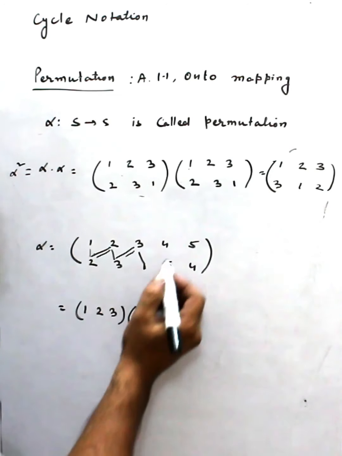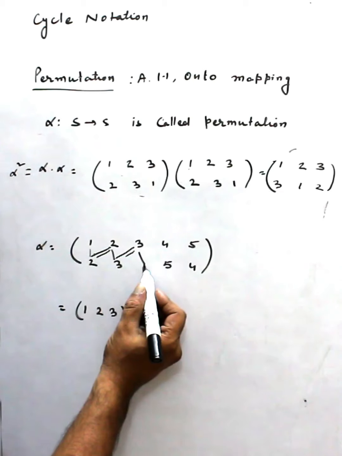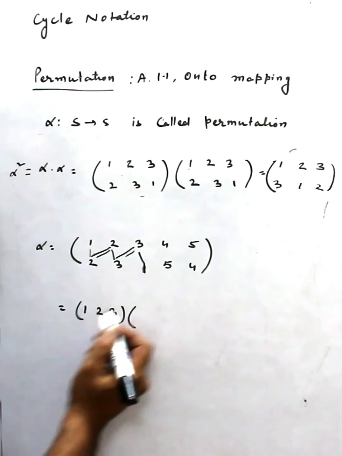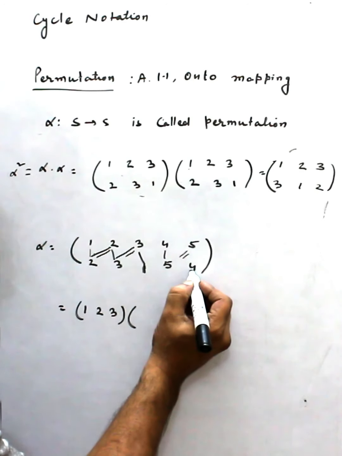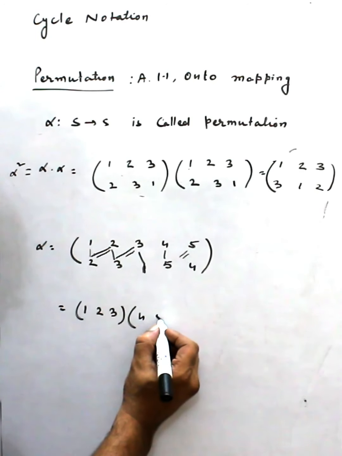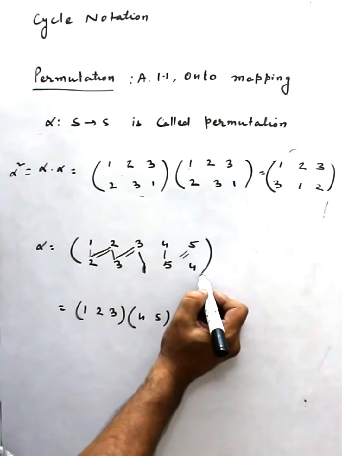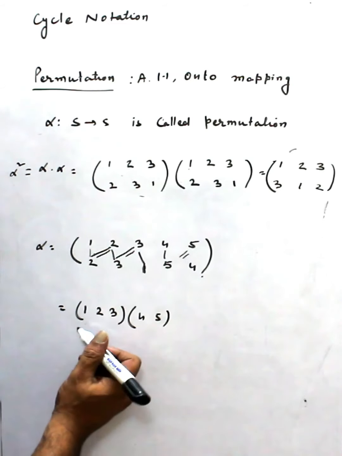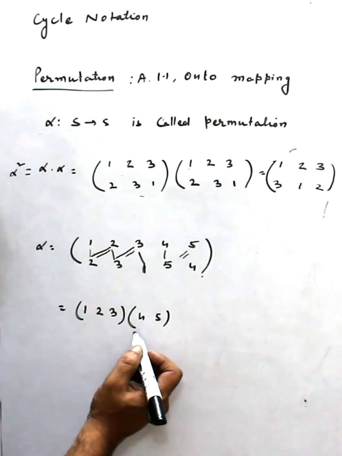So this cycle is completed, 1, 2, 3. Now from here we start, because this cycle is completed, the image of 3 becomes 1, and here 4 goes to 5 and 5 goes to 4. So this is 4, 5. That means in this case, this permutation is a product of two cycles, right?